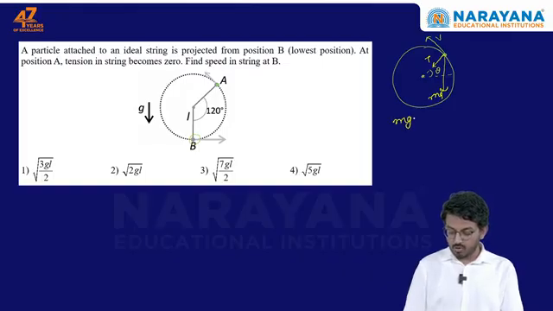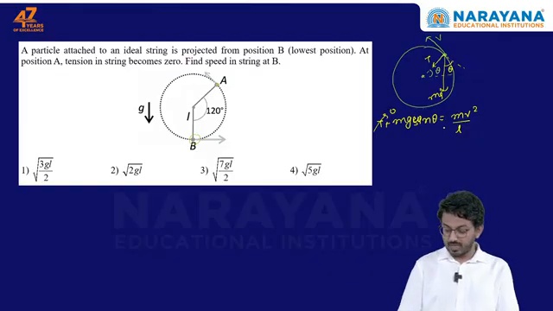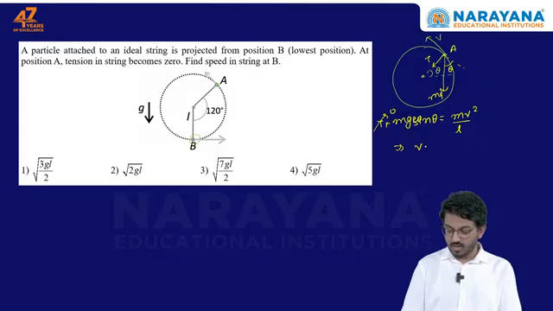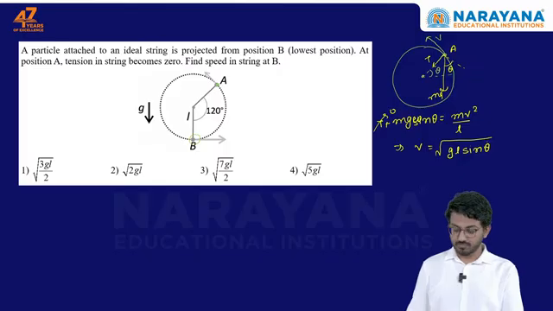So mg sine theta is equal to mv square by L plus tension, and tension we are taking as zero, as the question says. So we see from here that the velocity required at that point A is root of gL sine theta, if theta is taken from the horizontal as shown.